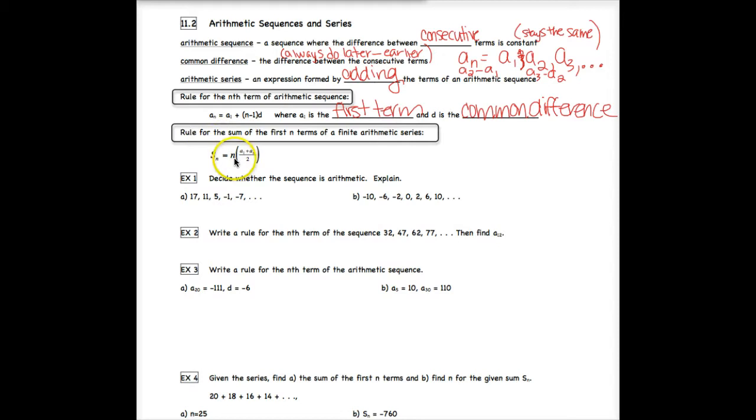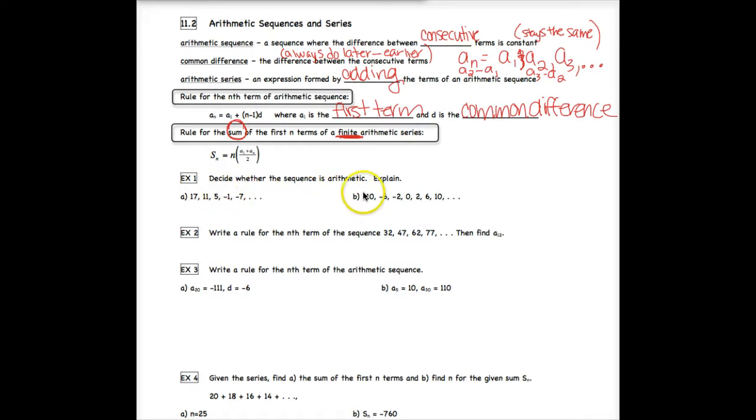Then we also have a rule that describes the sum of the first n terms, and this is for a series. Again, sum means it's a summation, but the rule would be that it's going to be n, whatever the term number is, so the upper limit, times first term plus last term divided by 2. So that's going to be your sum. And notice that this is only for finite arithmetic series. You can't do that for an infinite series because we can't plug in infinity. All right, so let's look at some examples.